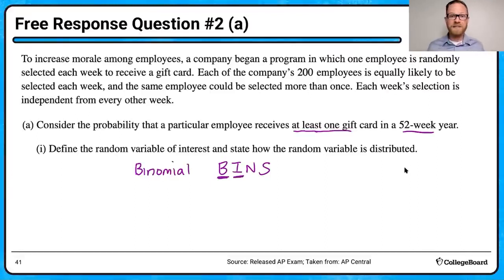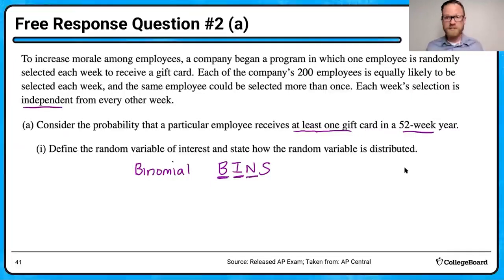Now, I stands for independent. And it does say right in the question that each week's selection is independent from every other week. And we're also sampling with replacement here because an employee could win more than once. So our second condition is satisfied.